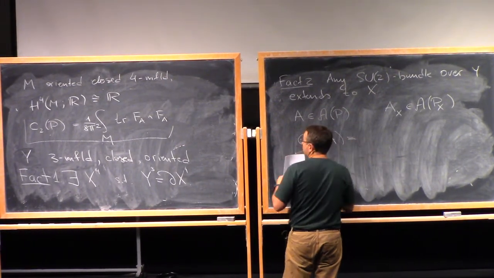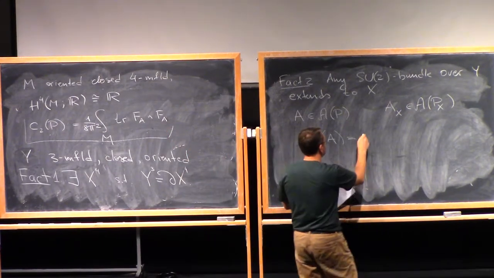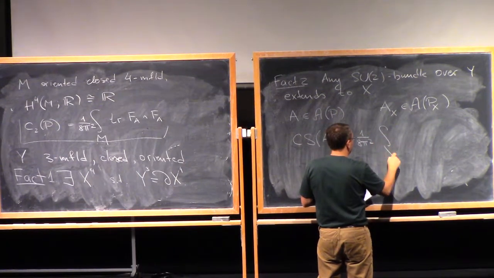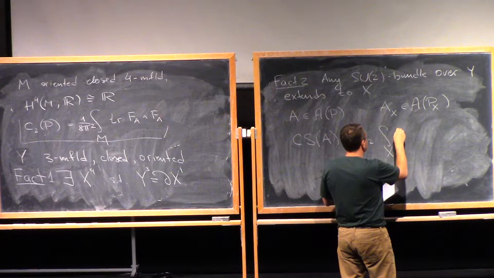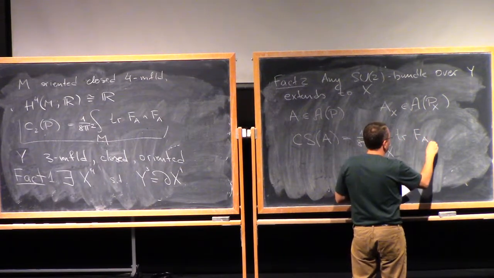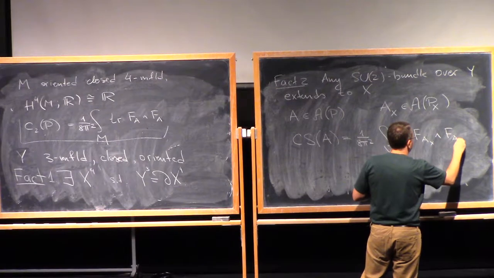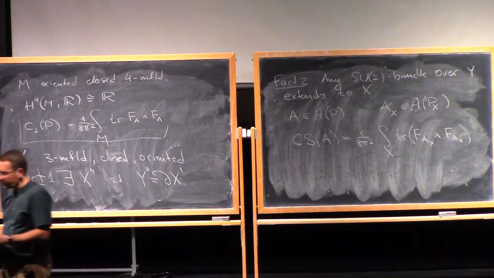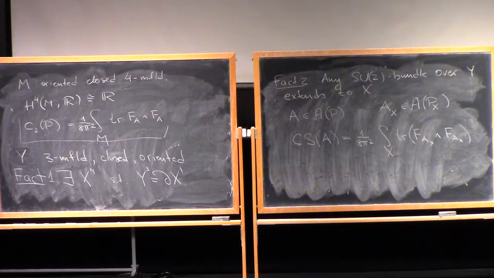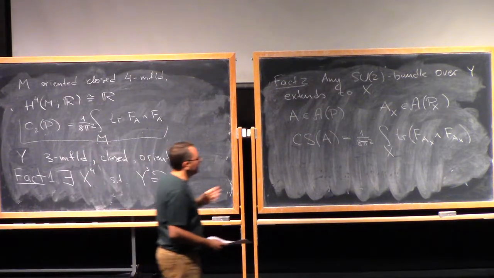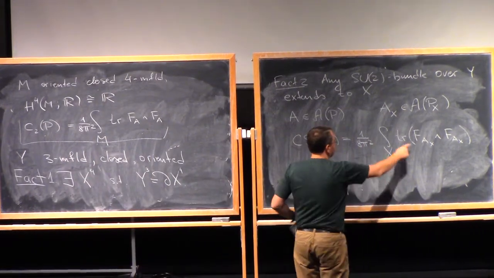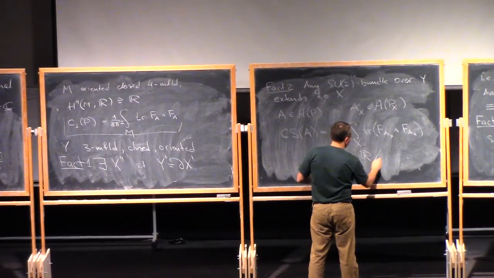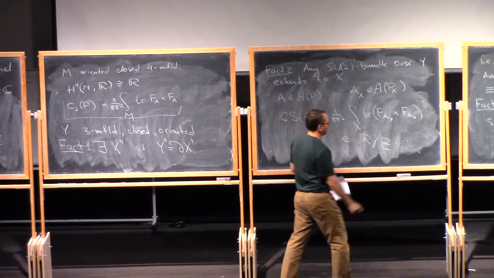And I will define this just by this formula. So this is 1 over 8 pi squared, the integral over X of the trace of F_A wedge F_A. Now, of course, here is a question, why this is well defined. So in fact, it is not. It does depend in general on the extension. However, if I think of this as a function which takes values in the reals mod Z, this is now well defined.